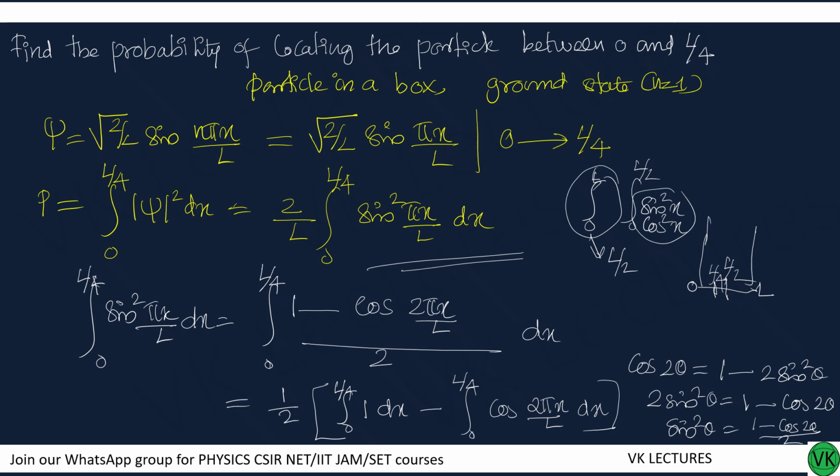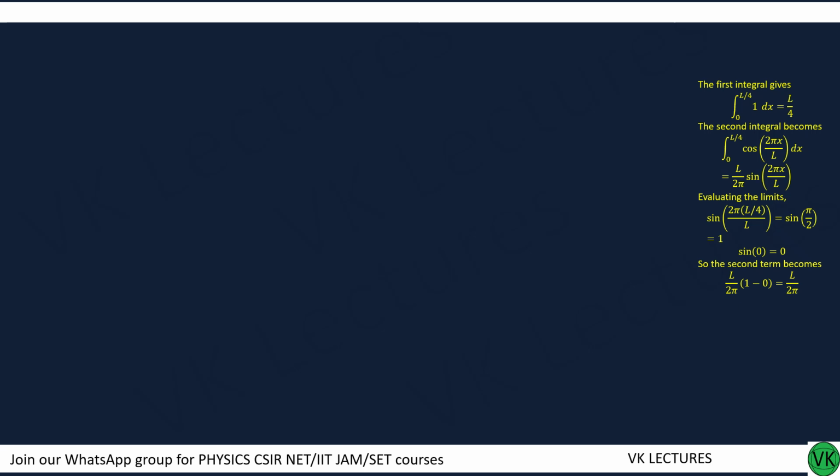So we got the expression like this. In the next step, we take the two integrals separately. The first is from 0 to L by 4 of 1 dx. What will it be? The integral of 1 will be x only. So from 0 to L by 4, it will be L by 4.